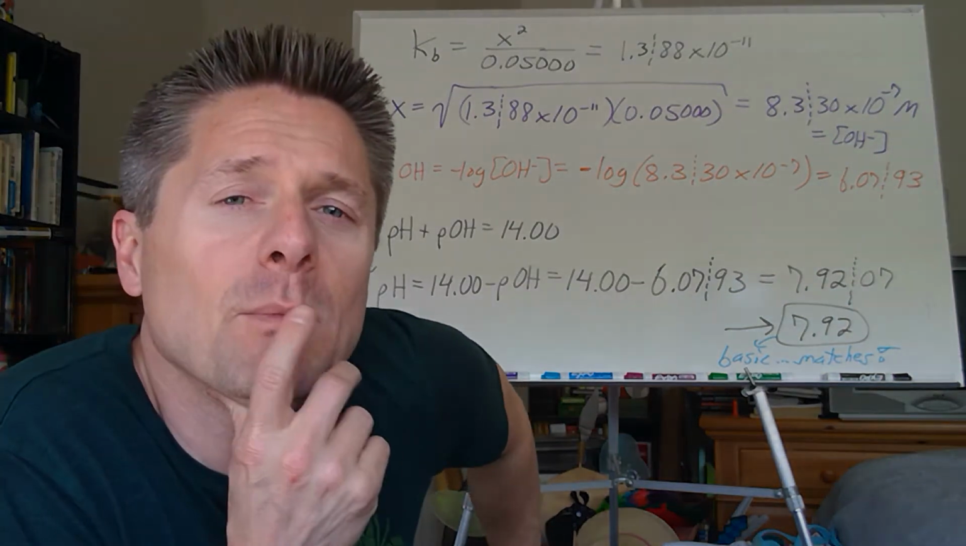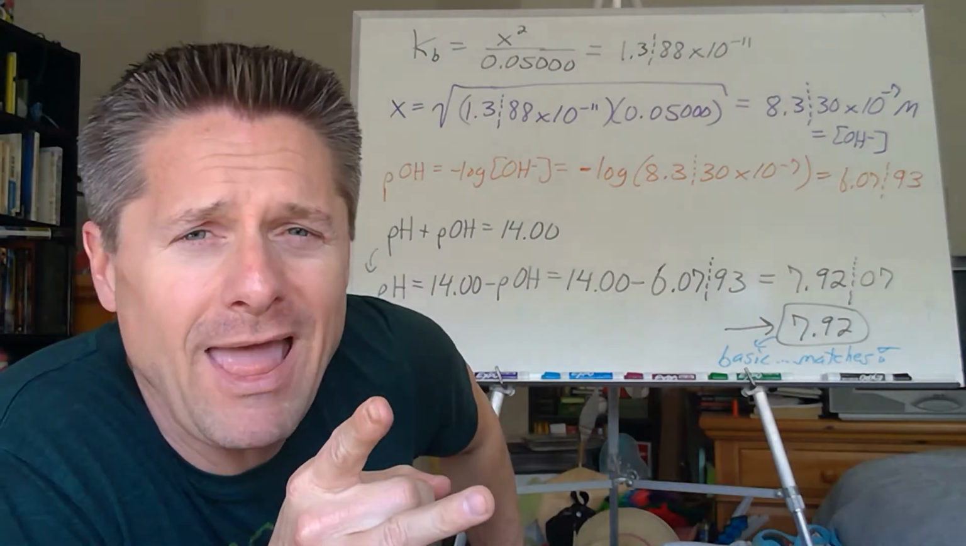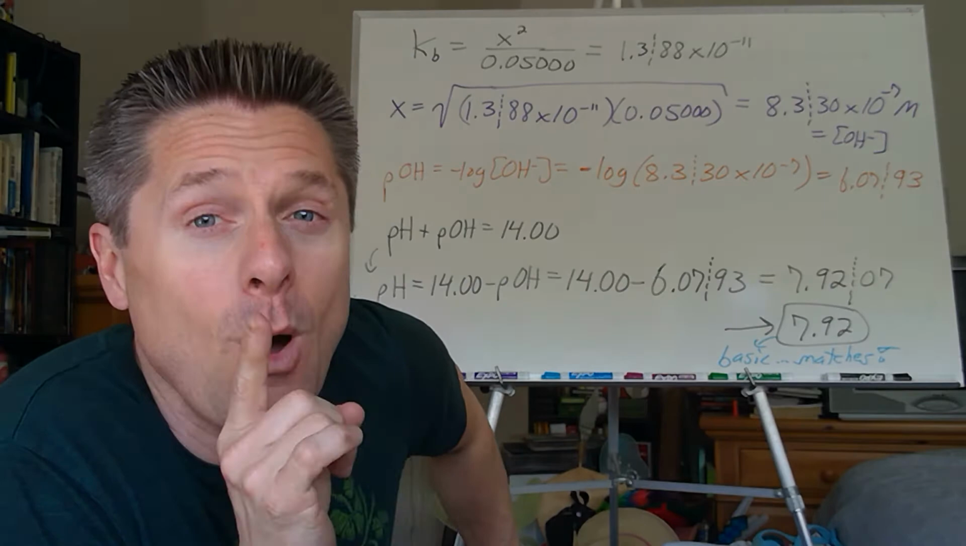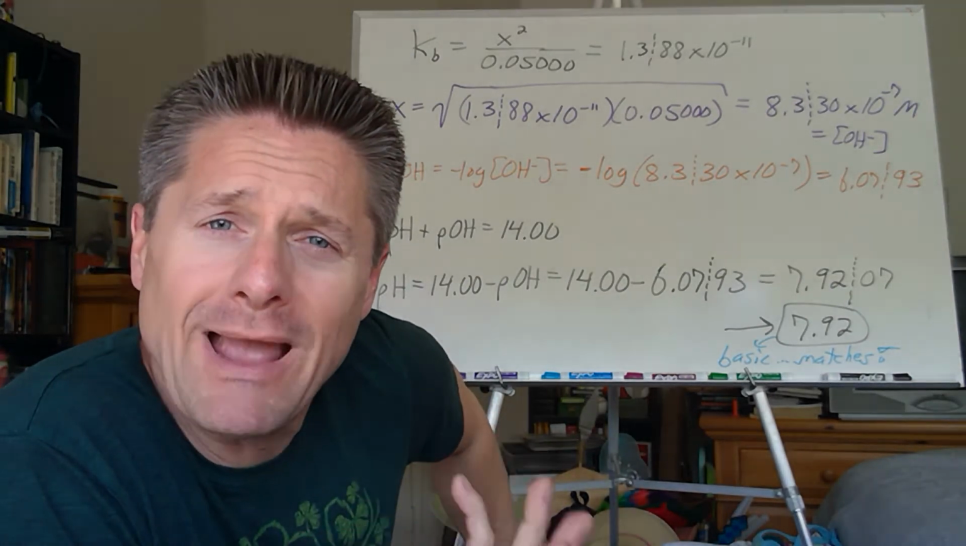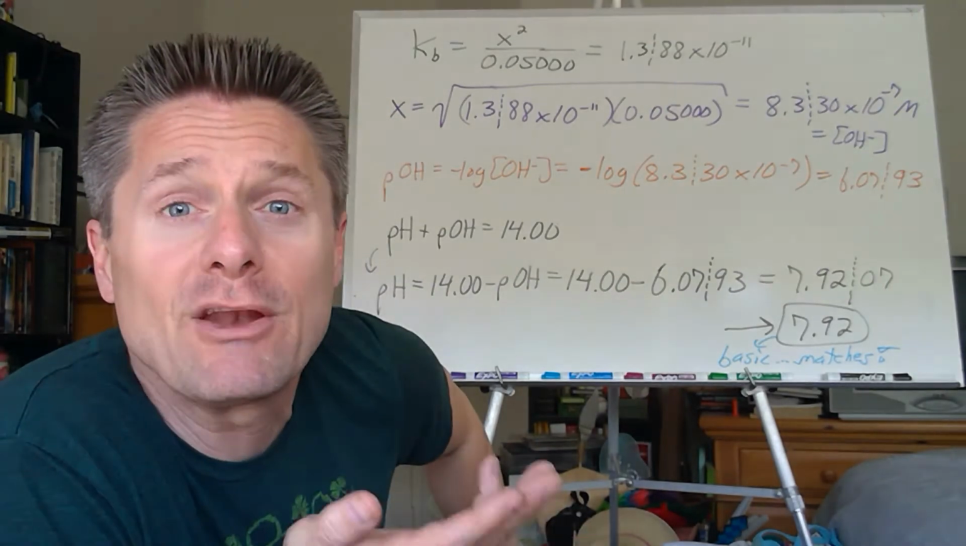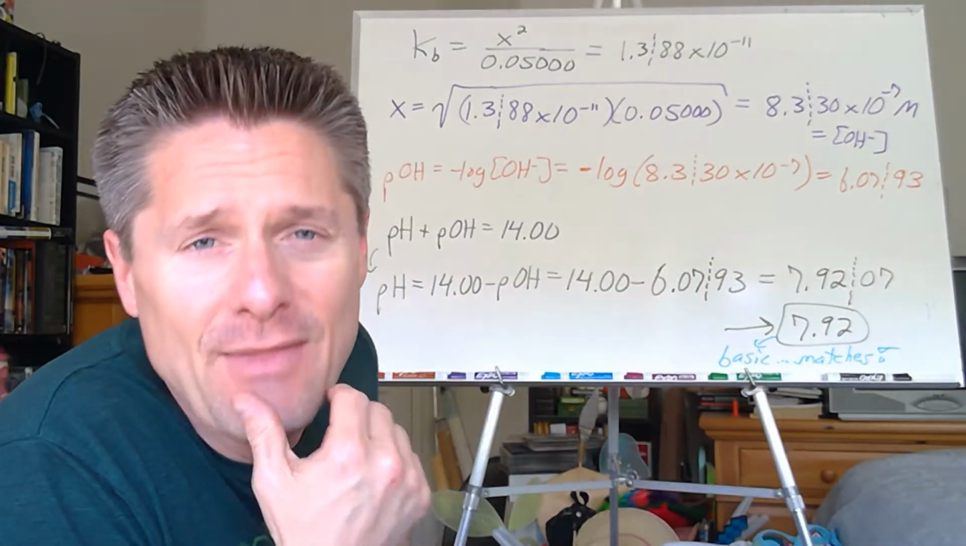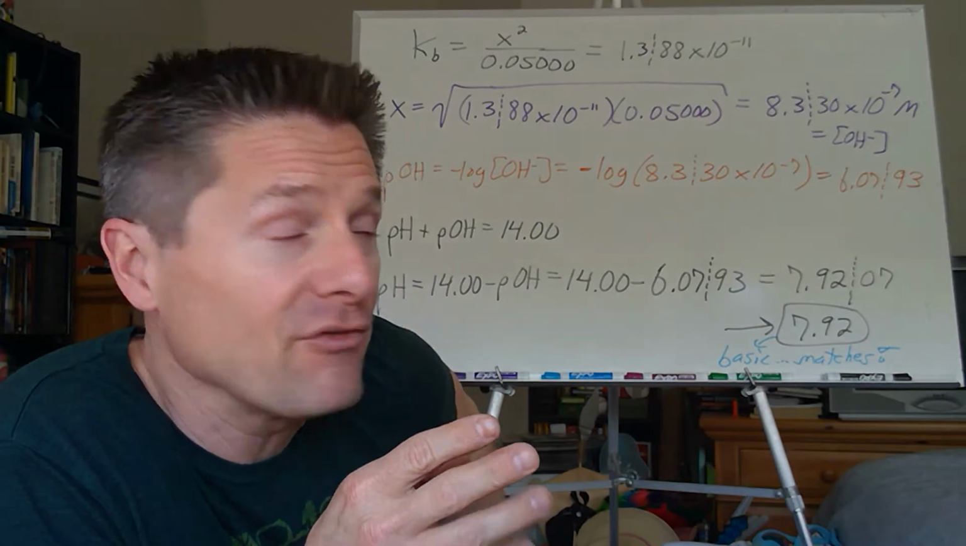I get 6.0793, good to two decimal places. But again, watch out. Red flag, that's not the pH, that's the pOH. Remember, this is the conjugate base of a weak acid. NO2 minus is basic. It should have a pH greater than 7. That's not. That should be a warning. Make sure your answers make sense, okay?